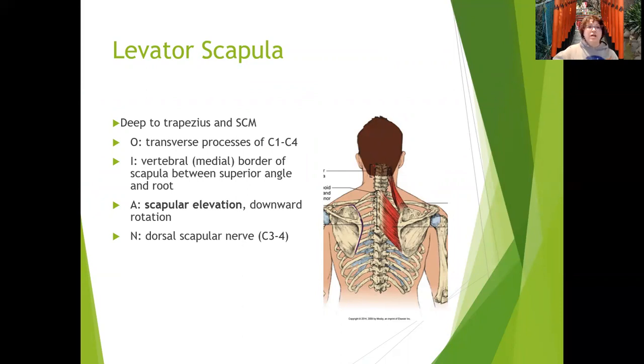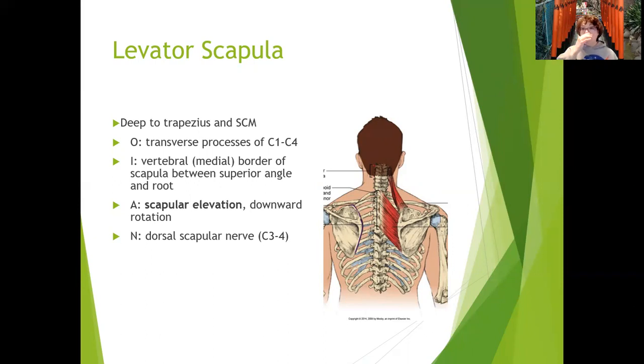And it inserts on the vertebral or medial border of the scapula between the superior angle and the root. So the root of the scapula is where the spine of the scapula hits the vertebral border. So here's the superior angle, here's the root, the levator scapula attaches in between those. So you can see how that has a direct line of pull for elevating the scapula.